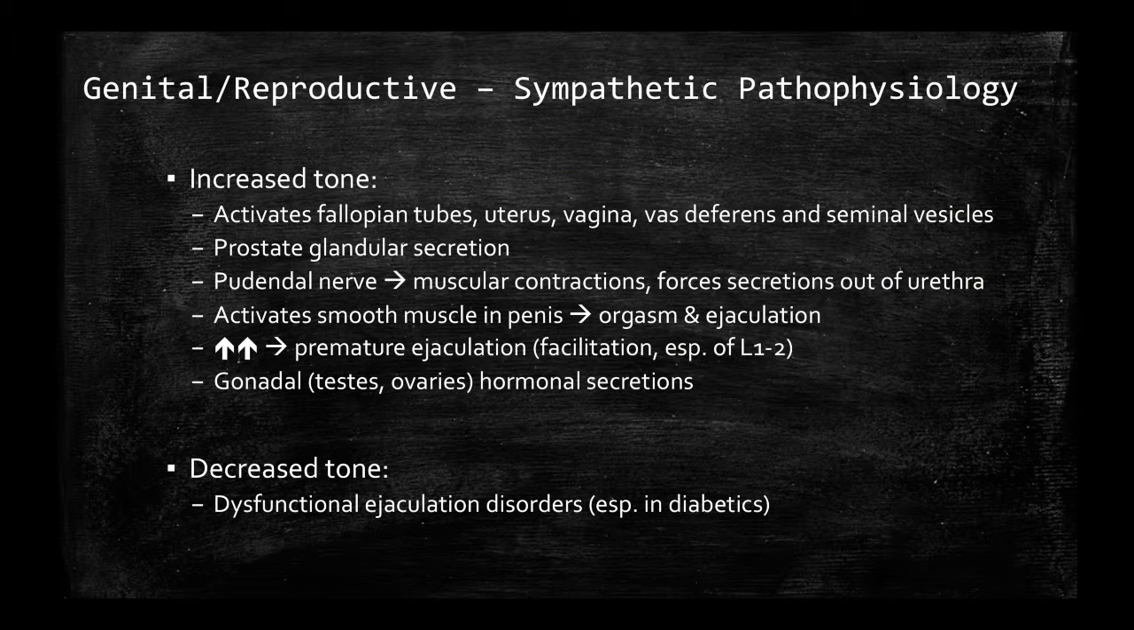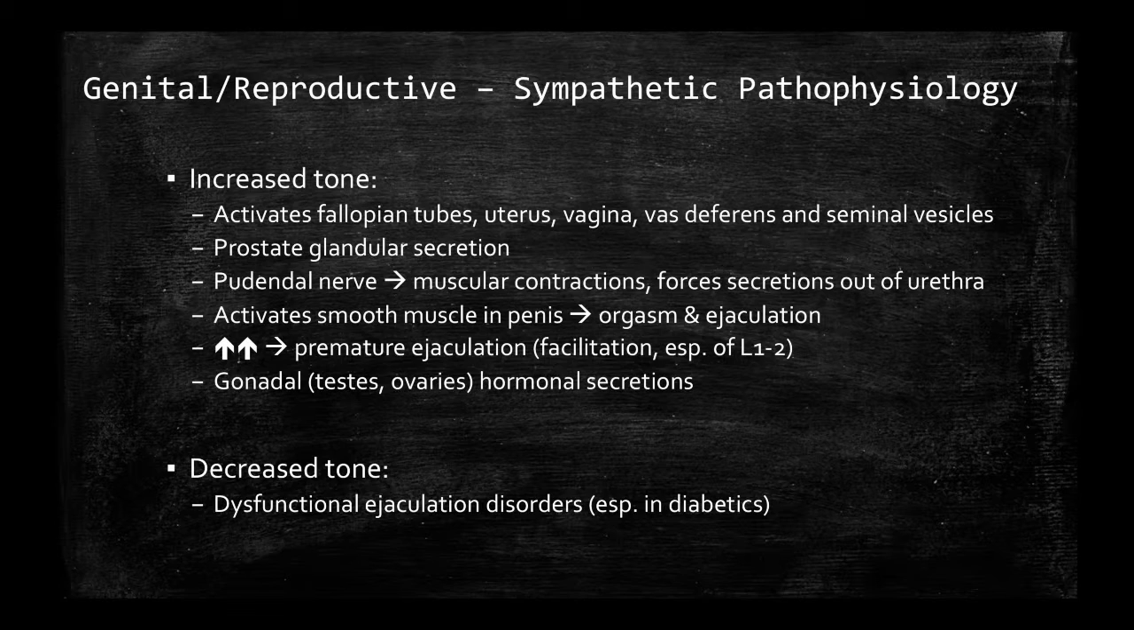So in the genital and reproductive system, increased sympathetic tone will activate the fallopian tubes, uterus, vagina, vas deferens, and seminal vesicles. This will also trigger prostate glandular secretion, and the pudendal nerve will cause muscular contractions and force secretions out of the urethra. Increased tone will also activate smooth muscle in the penis, leading to orgasm and ejaculation. And a significantly increased sympathetic tone will cause premature ejaculation, usually facilitation of the L1 and L2 segments. This will also cause gonadal hormonal secretions from the testes and ovaries.